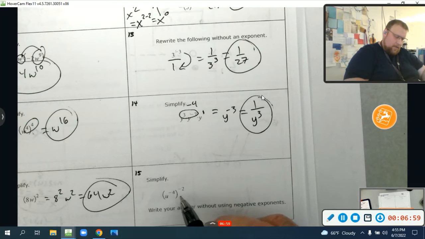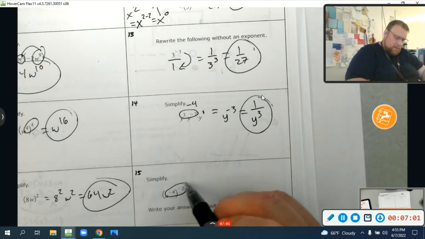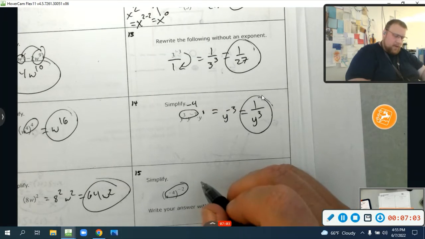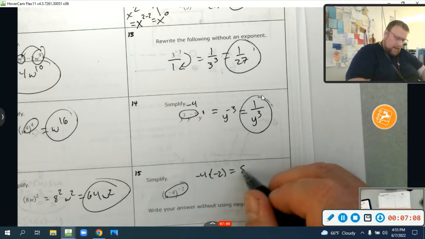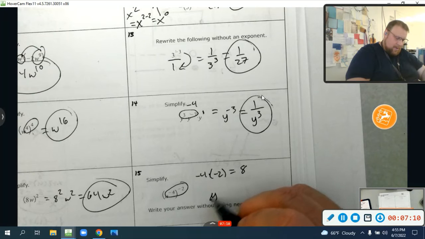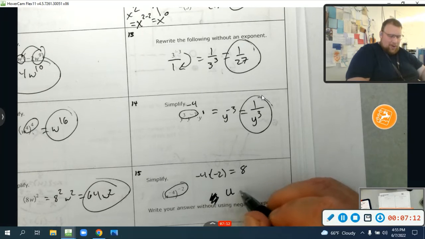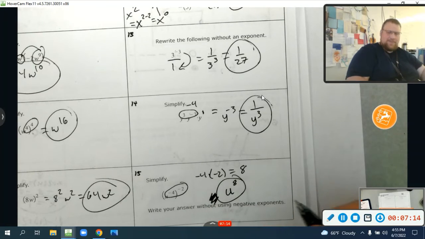Okay, u to the negative 4th to the negative 2nd. Remember, we multiply exponents when we have an exponent to an exponent. Negative 4 times negative 2 equals positive 8. So this is u... why do I keep doing that? U to the 8th power. There we go.